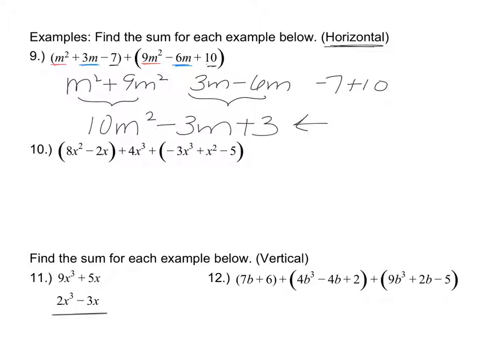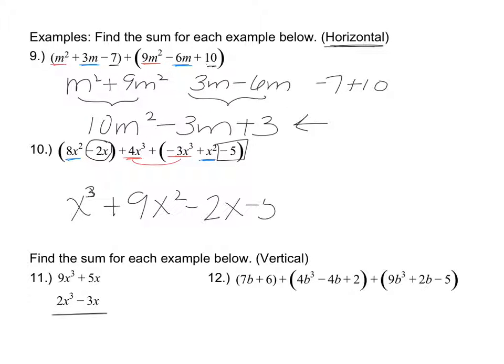All right, same idea on number 10. I'm looking at my exponents and I notice that this 3 is the biggest one. So I have 4x to the third minus 3x to the third, which is going to give me 1x to the third. Then I notice I have an 8x squared and an x squared. So 8x squared plus 1x squared is 9x squared. Now, as you can see, this 2x doesn't have a like term, so it's going to stay by itself. And the minus 5 also has no like term, so it'll stay by itself.